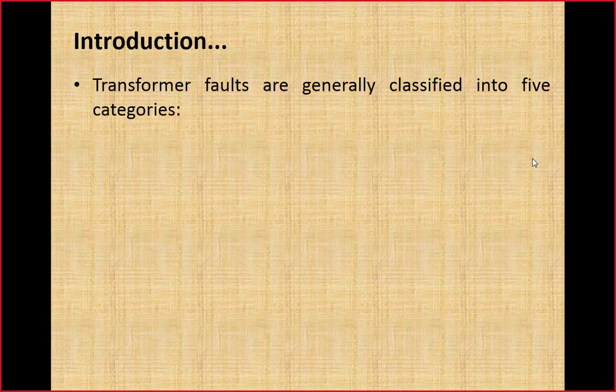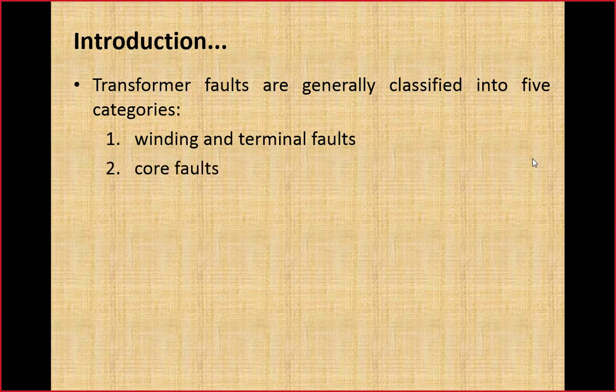Now we will discuss transformer fault categorization. We can categorize transformer faults into 5 different categories, and we have a 6th category as well, which is the fault that will indirectly affect the transformer. First type of fault is winding and terminal faults. Winding is within the transformer tank, and terminals are the bushings of the transformer outside the tank and partially inside as well. Around the core we have winding. Then core faults. Then the third category is tank and transformer accessories faults.